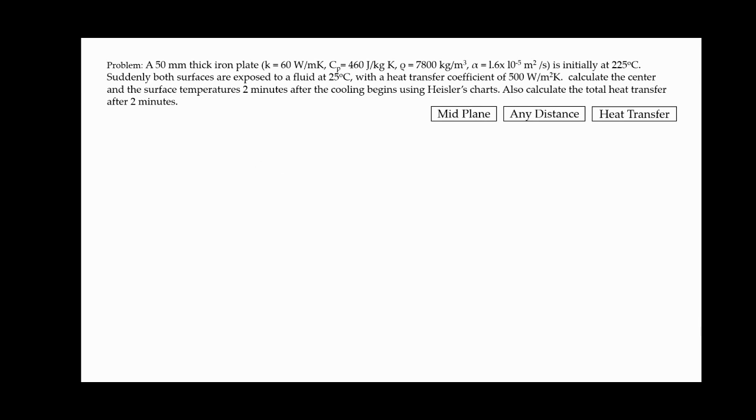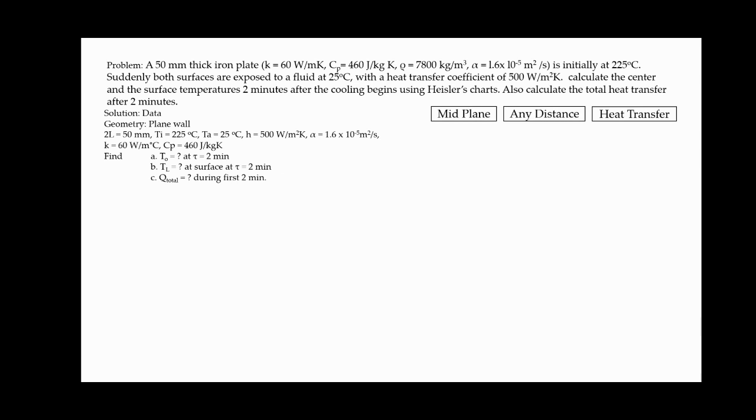For this, first let us list out the data. The geometry is a plane wall or an infinite wall, and the thickness of the slab is 2 times L in our convention. So 2L is 50 millimeter, so L will be 25 millimeter. And Ti, the initial temperature, is 225 degrees Celsius, the fluid temperature is 25 degrees Celsius, heat transfer coefficient is 500 watt per meter square Kelvin, and alpha is 1.6 into 10 to the power of minus 5 meter square per second.